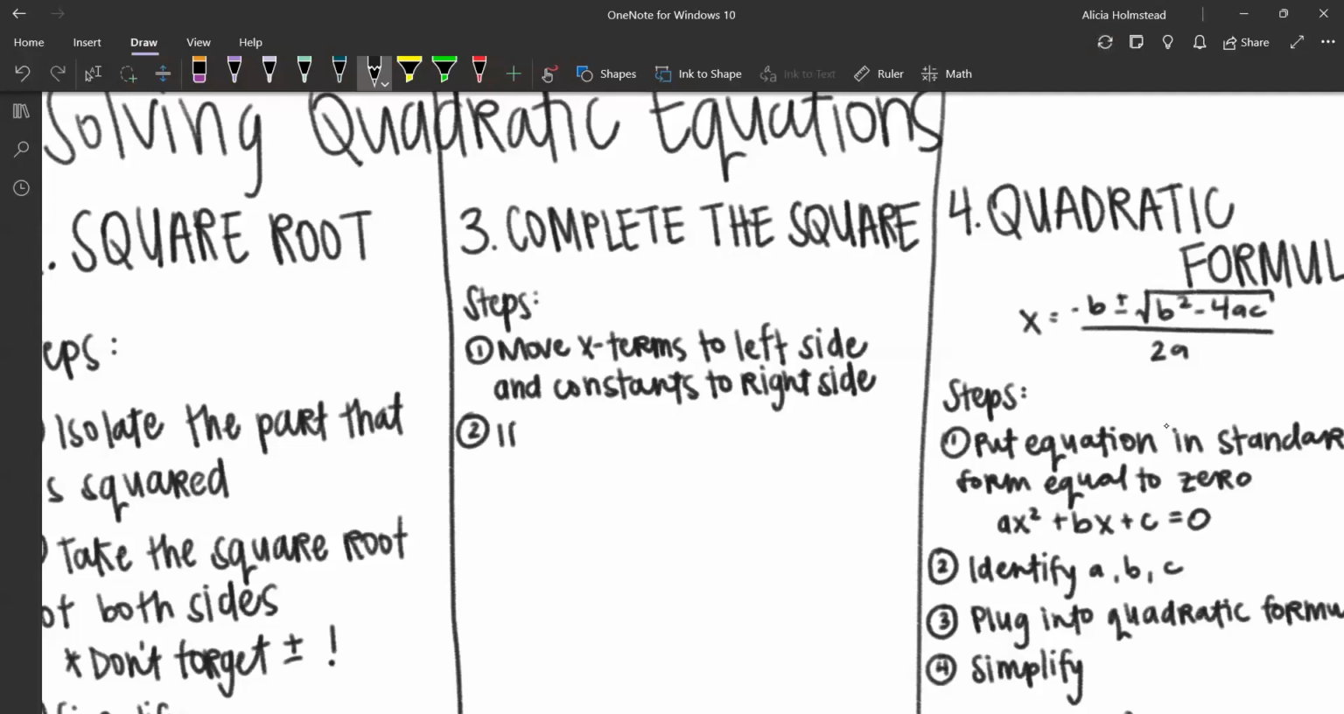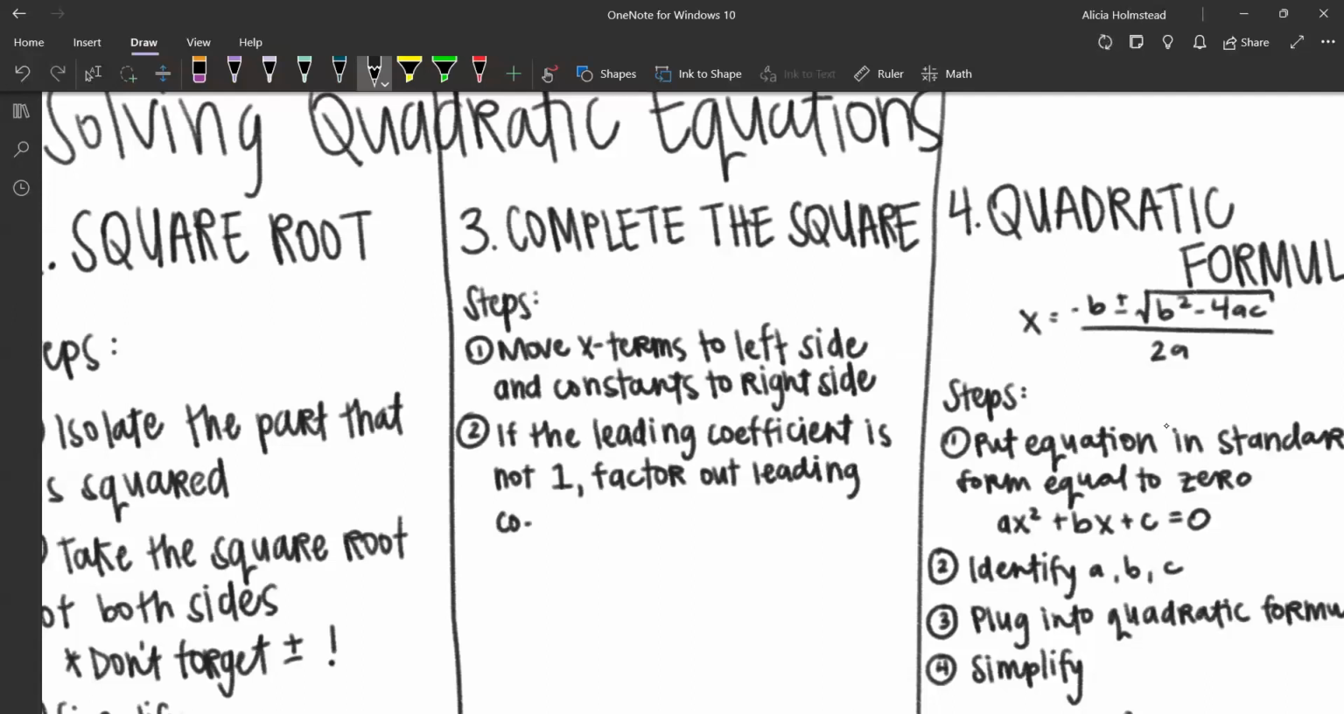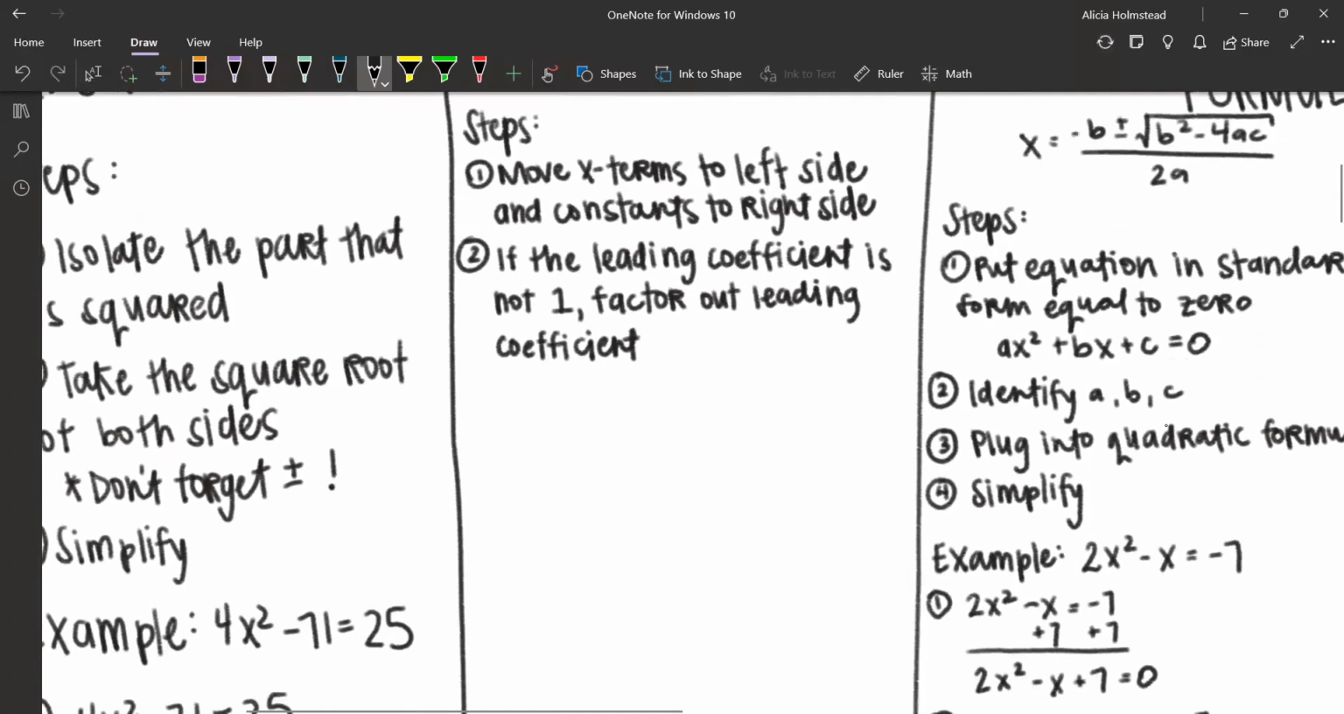Step 2, if the leading coefficient is not 1, then you need to factor it out. So factor out the leading coefficient. Because when we complete the square, the leading coefficient must be a 1.